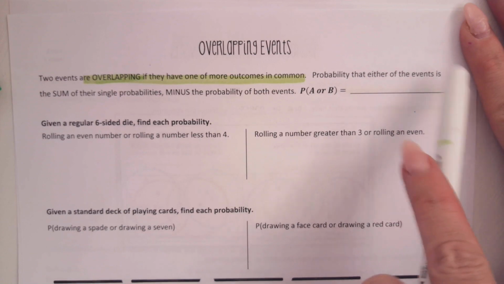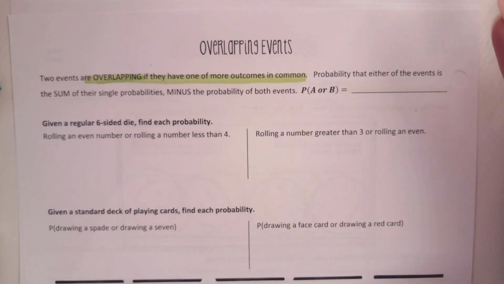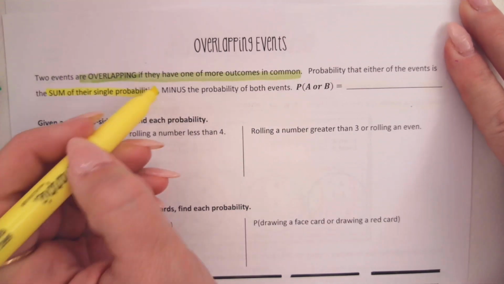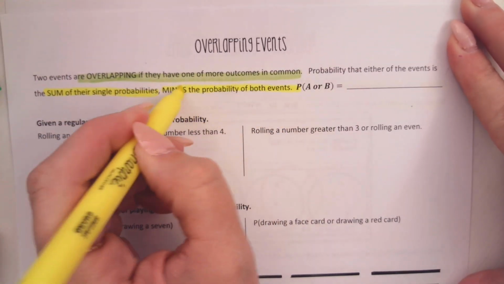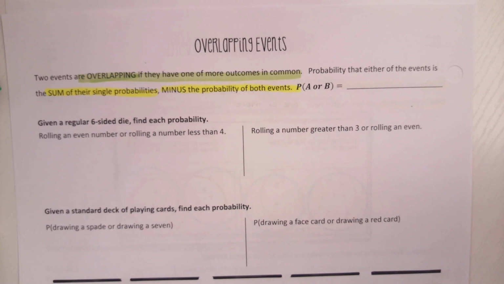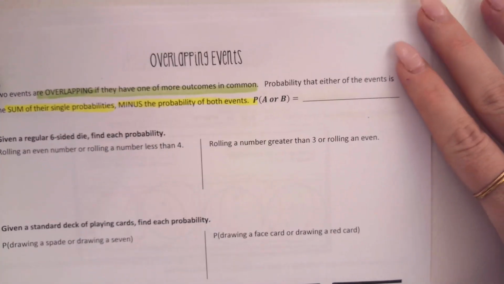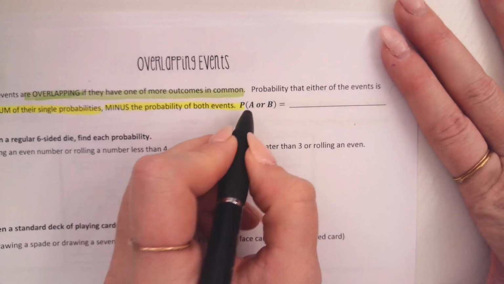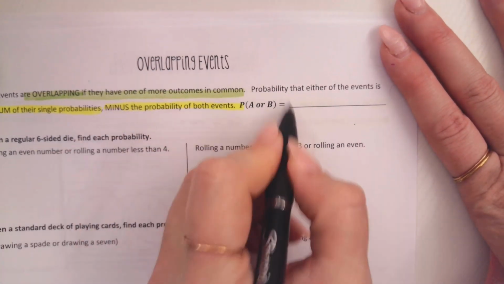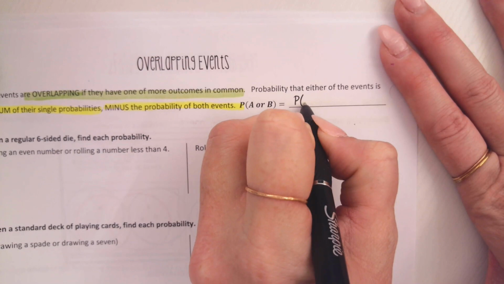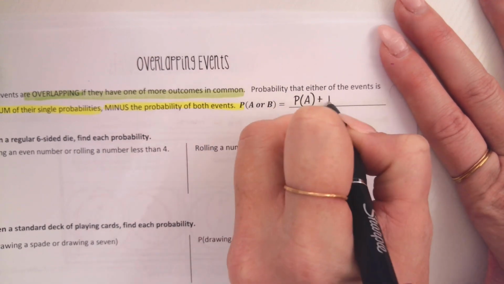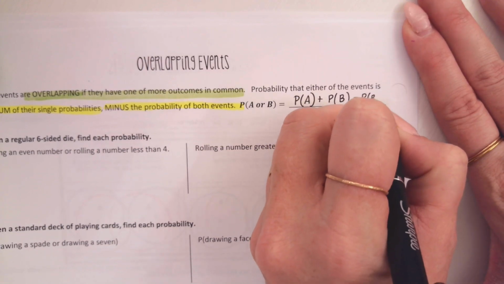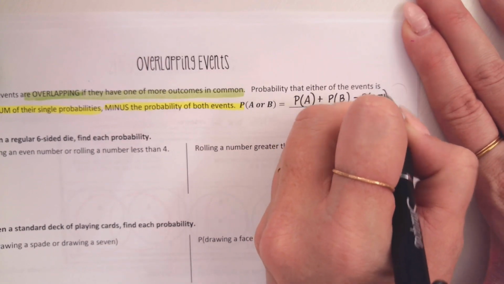So the probability that either of the events is the sum of their single probabilities. So you're still adding because it does still say "or." But you have to subtract the overlap, minus both. How do you find the overlap? You just think about it. It's not hard. So probability of A or B where they are overlapping would be probability of A plus probability of B minus probability of them both happening, the overlap.